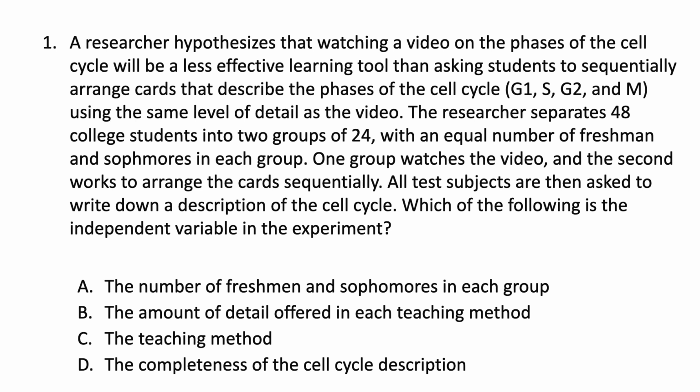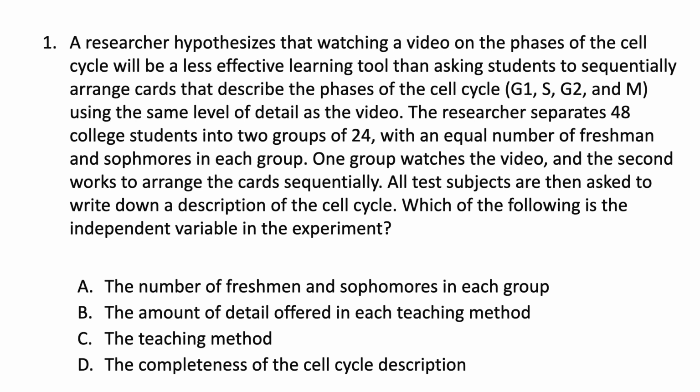All test subjects are then asked to write down a description of the cell cycle. Which of the following is the independent variable in this experiment? The answer is C, right? The teaching method. That's what you're looking to see if it has an effect.